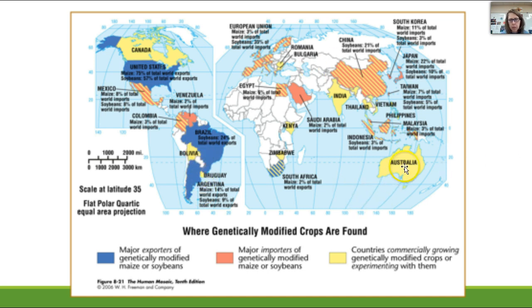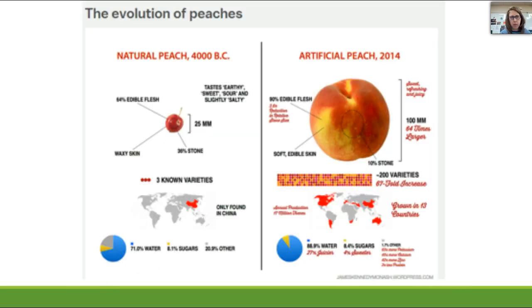Now, the yellow is people that are growing them, but that aren't necessarily exporting them, and then these are people that are importing, so the red. And so you've got a lot of the rest of the world starting to import, although a lot of European countries now are starting to make them illegal and will not accept them. Again, there's some health concerns, and people just aren't sure what it means, what's going to happen.